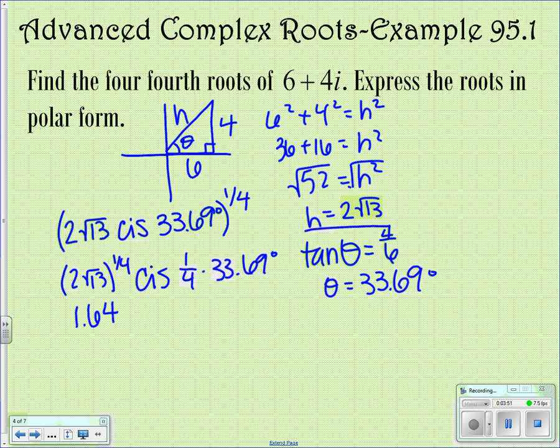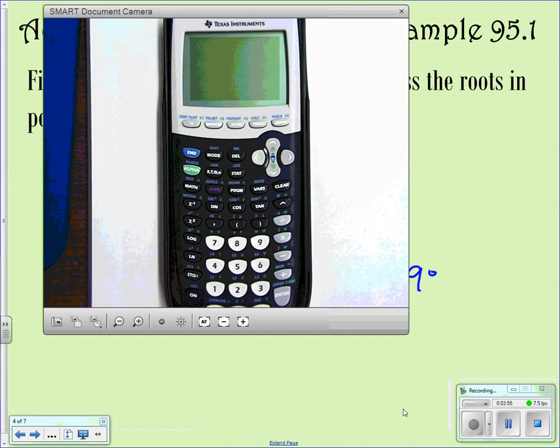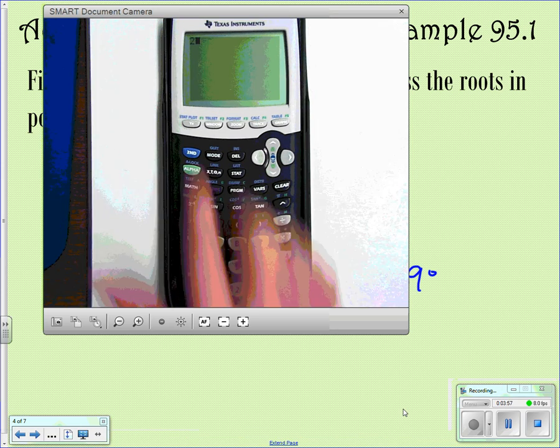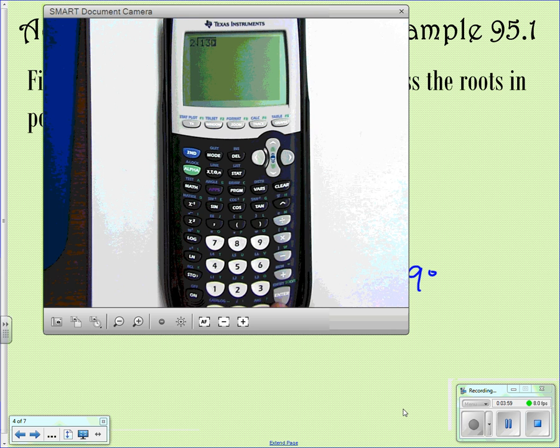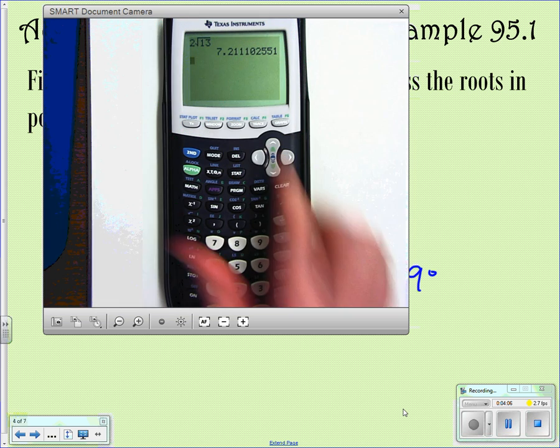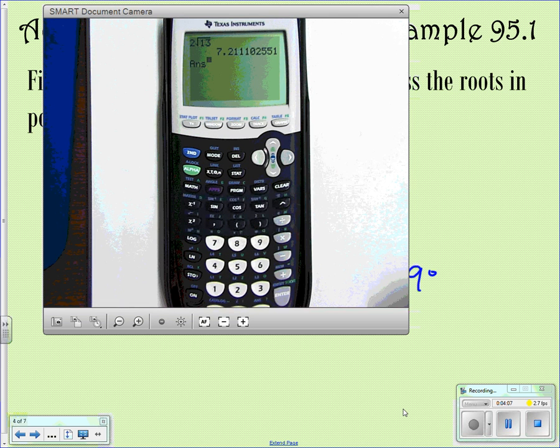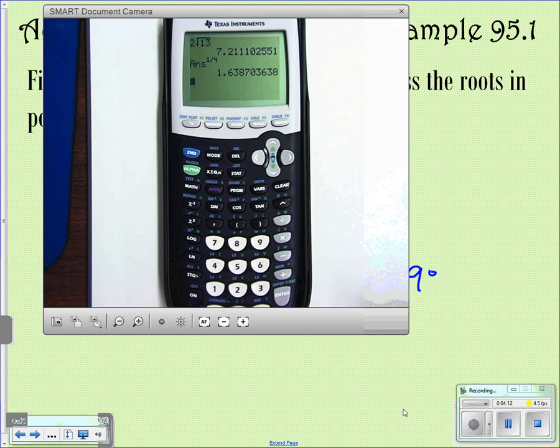Okay? Now I'm going to show you on the calculator how to do that. So on your calculator, you can do 2 square roots of 13 and get a number, and then you can go back up here and select it, or you can just do answer by just going on to what you want to do. You're going to raise it to the 1/4, and so you should get that.